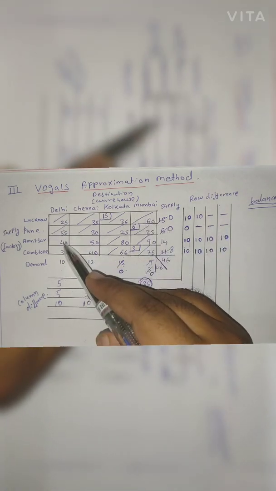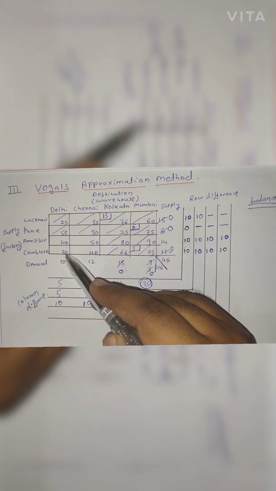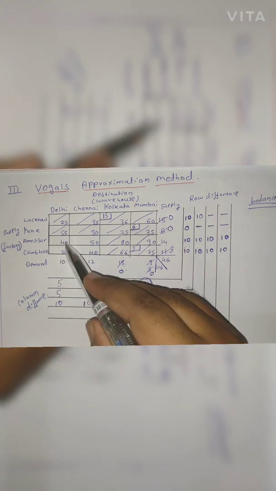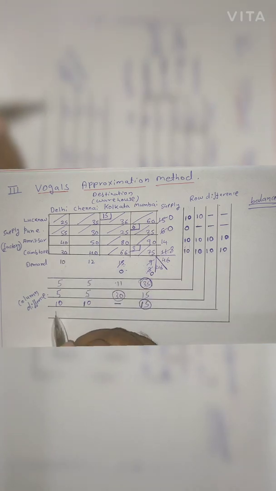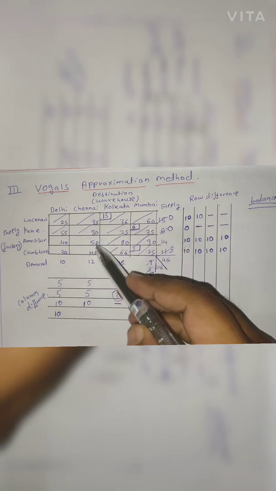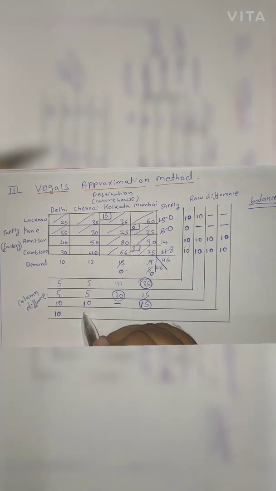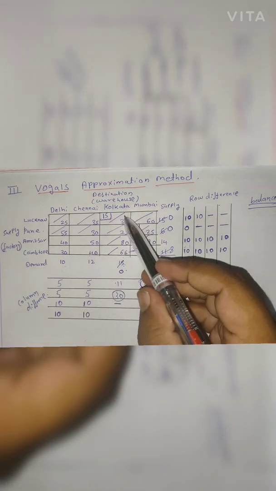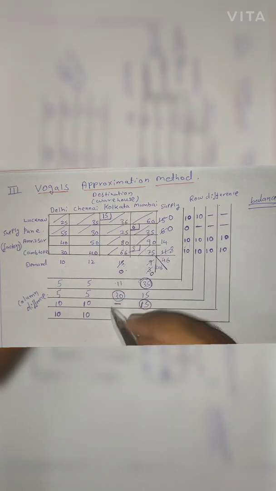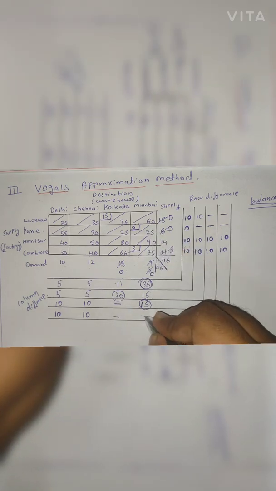This column over here, the lowest in this first column is 30, second lowest is 40, so 40 minus 30, it is 10. In the second column the lowest is 40, second lowest is 50, so 50 minus 40 is 10. This column is totally eliminated, so we'll put a dash. This column is also eliminated, so we'll put a dash.